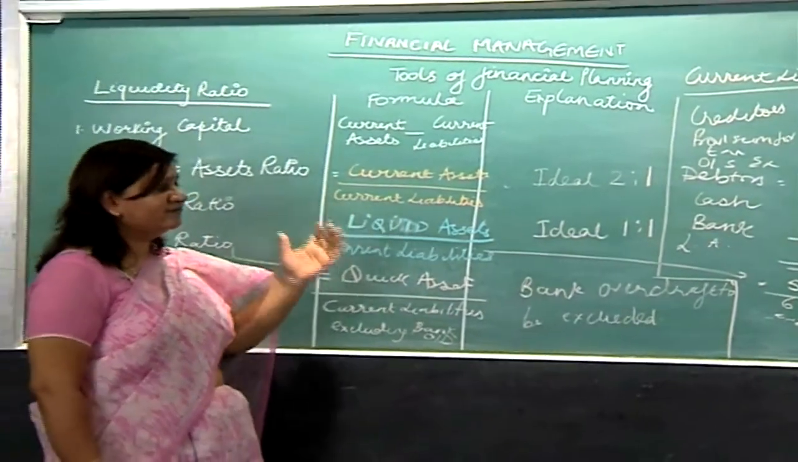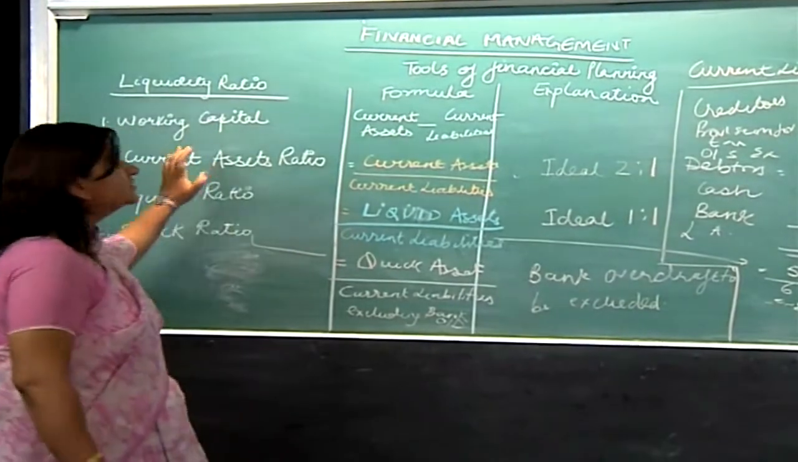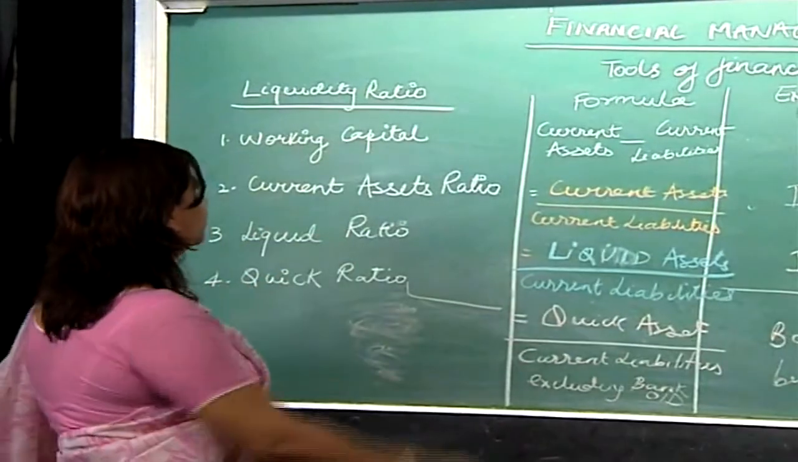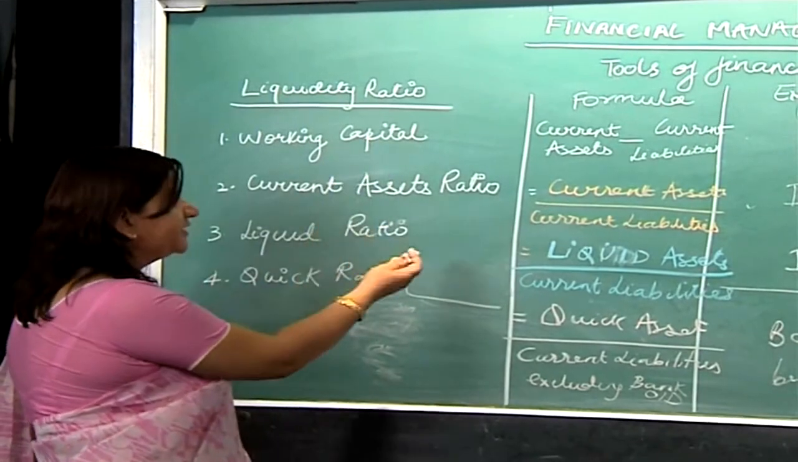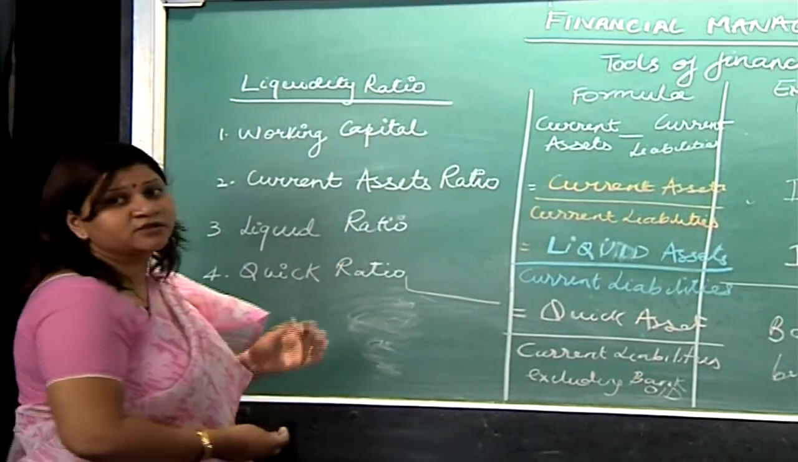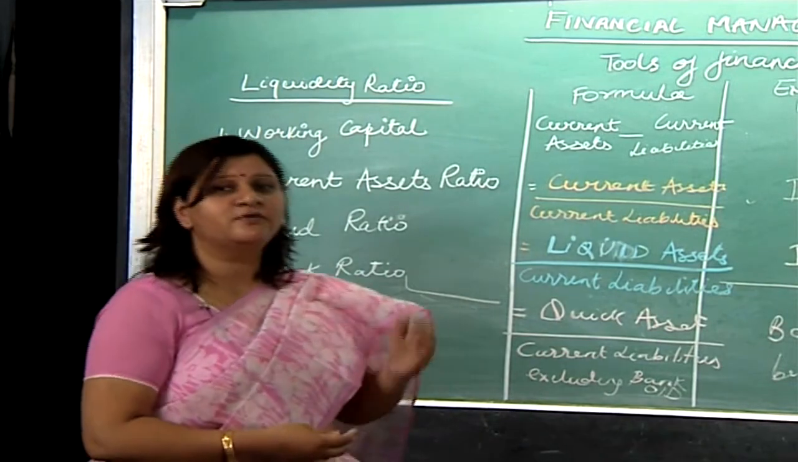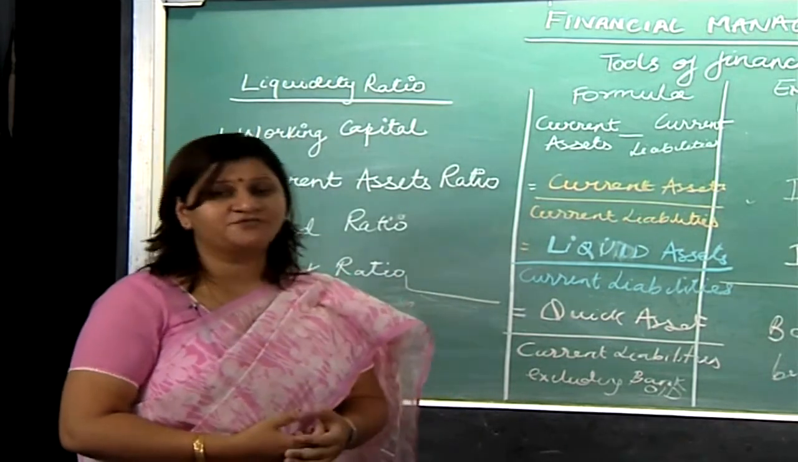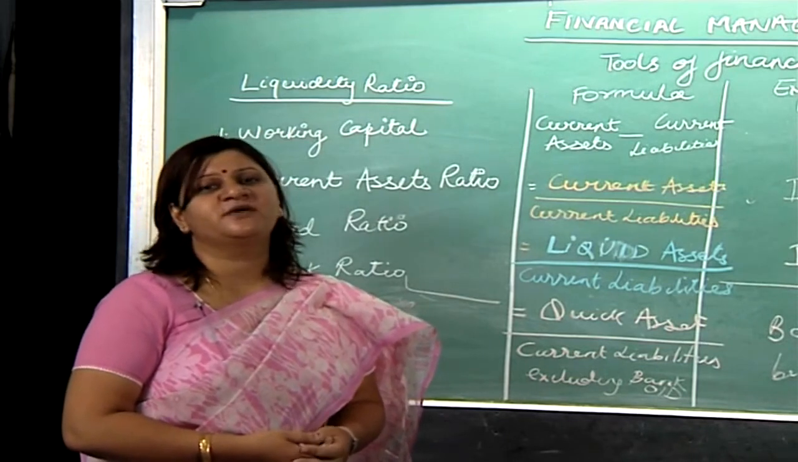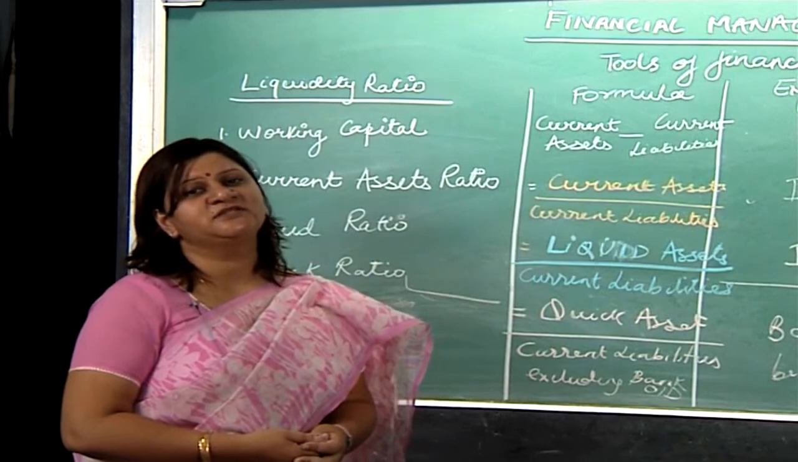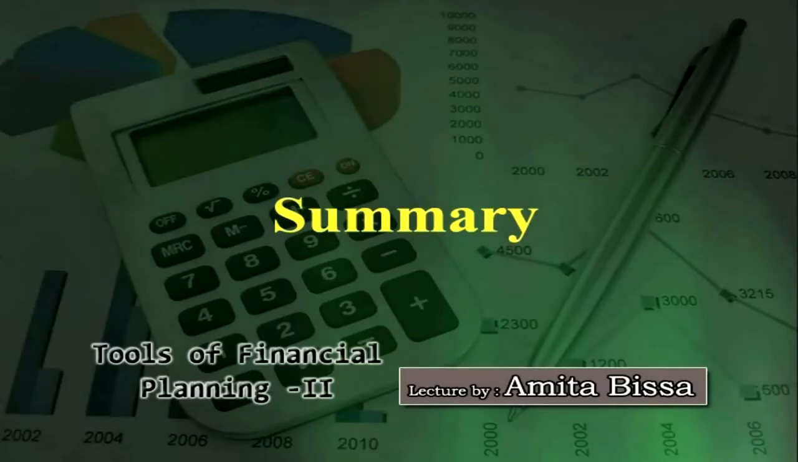So with this we have learned the major formulas for computing the liquidity ratio. These are working capital, current asset ratio, liquid ratio and quick ratio. So we will move to another set of formulas which denotes the profitability of the company. They are the profitability ratios.